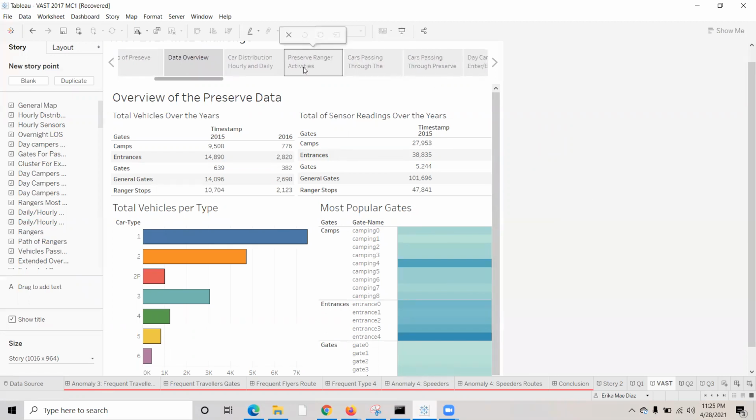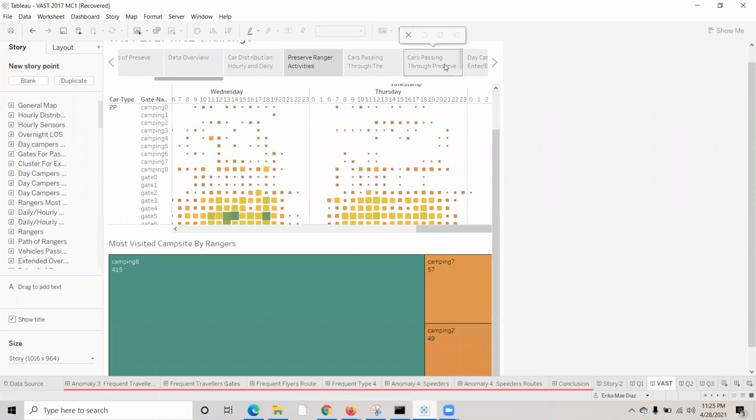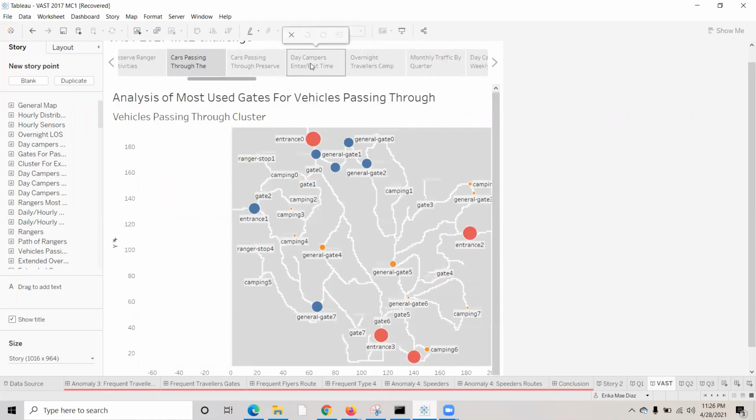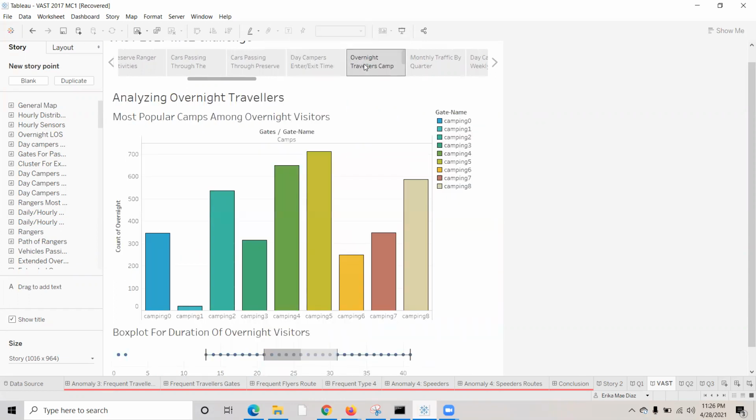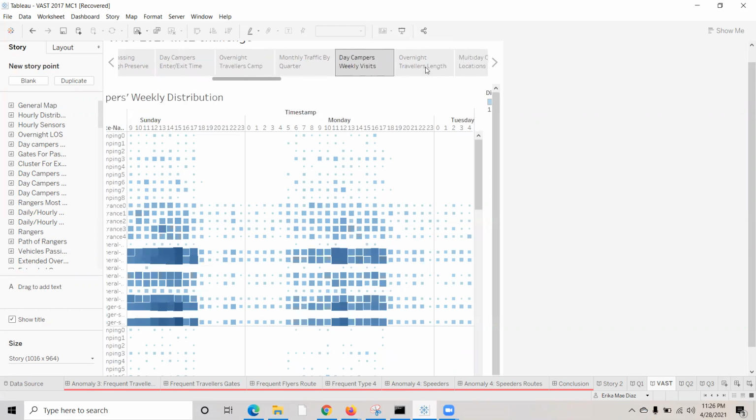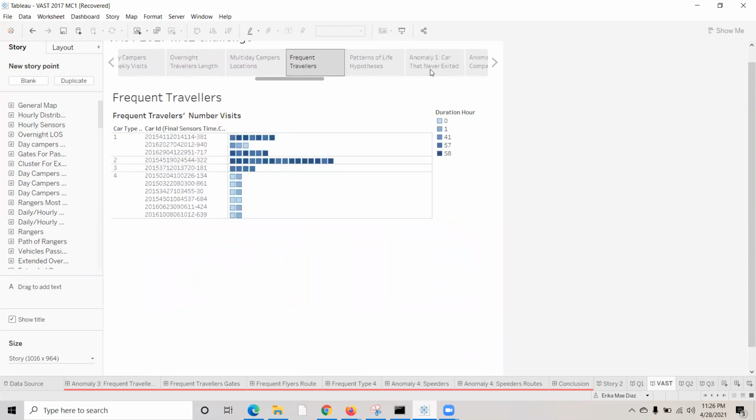Using filters, we were able to establish one group. The SQLite provided us another group. As you can see, we used a lot of maps, heat maps, and bar graphs. We used a box plot over here for our overnight travelers. One more heat map, another map, heat map.